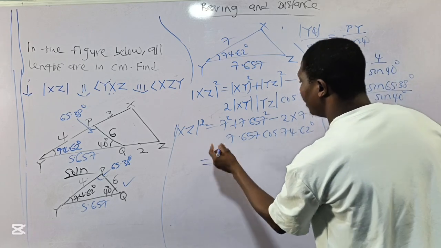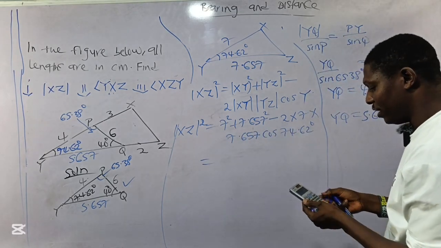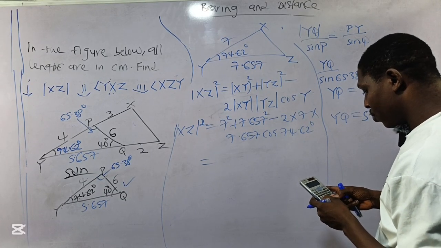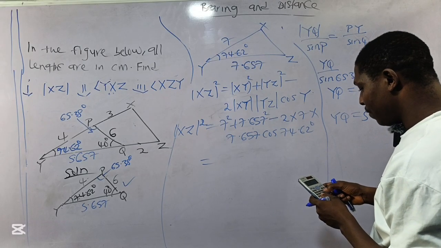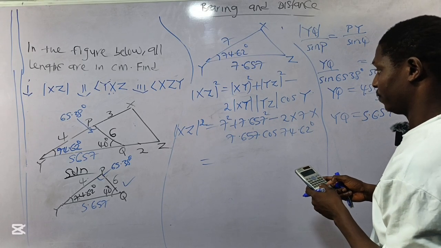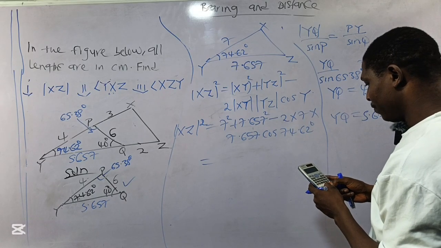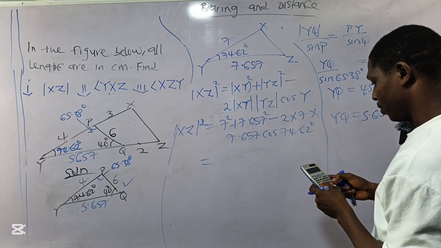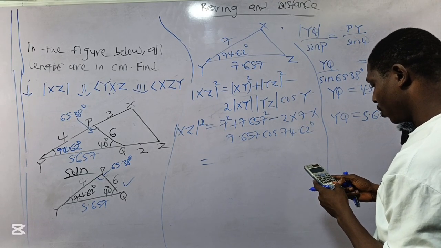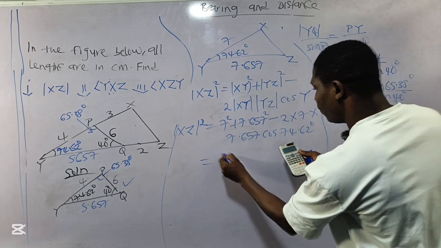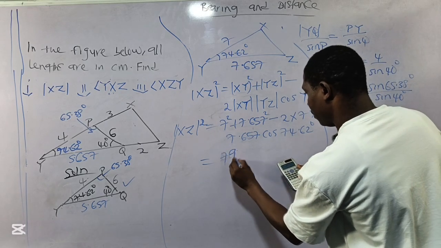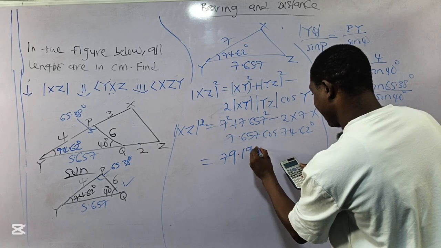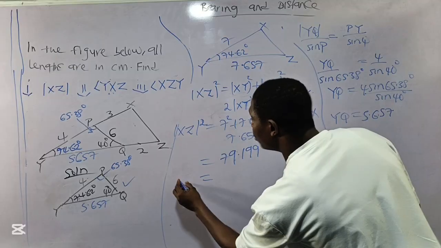74.62 degrees. Now I can press this out directly. You can show your working since you are students. So I have my 7 squared plus 7.657 squared minus 2 times 7 times 7.657 cos 74.62, and that will give me 79.18199 centimeters.